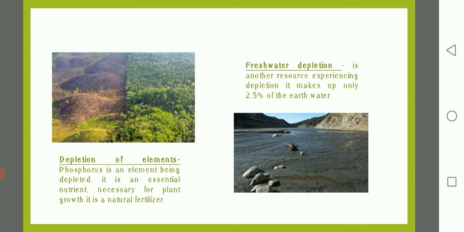The third is depletion of elements. Phosphorus is one of the elements being depleted. According to the report from the Global Phosphorus Research Initiative, we could run out of phosphorus in 20 to 100 years. Fourth is freshwater depletion. According to the Food and Agriculture Organization of the United Nations, by 2025, 1.8 billion people will have no water to drink.